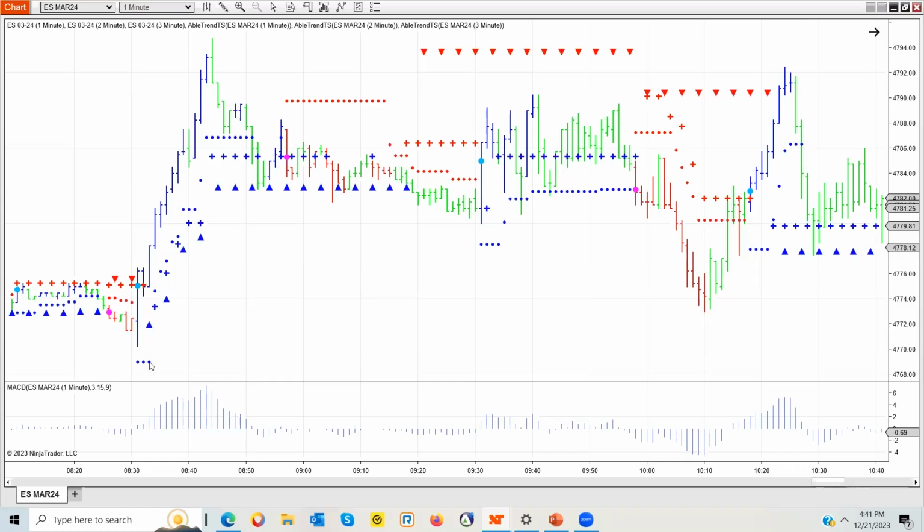Now, here's how you look at the chart. The dots are the 1 minute. If they're blue, as I said, blue is buy, red is sell. The cross is the 2-minute where I'm pointing, and the arrow is the 3-minute. So we've got a 1-minute, 2-minute, and 3-minute, combined into this one E-mini S&P chart.